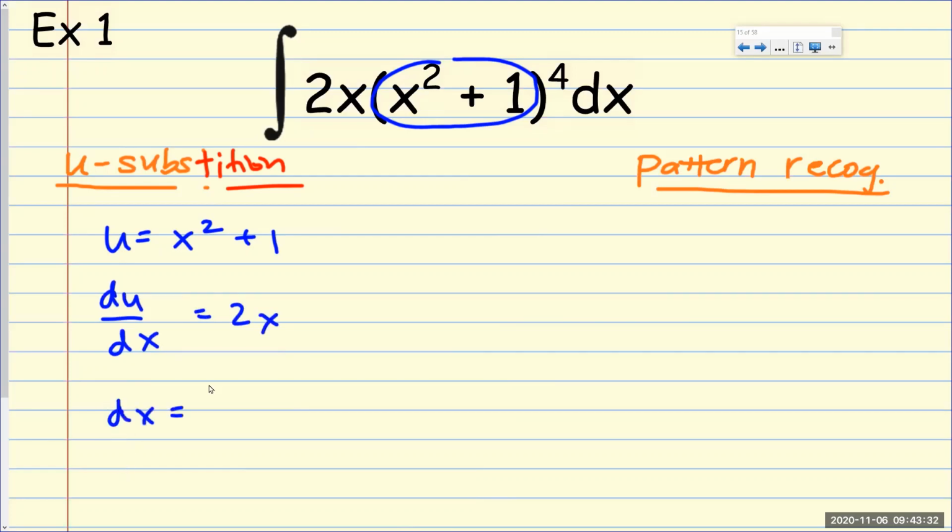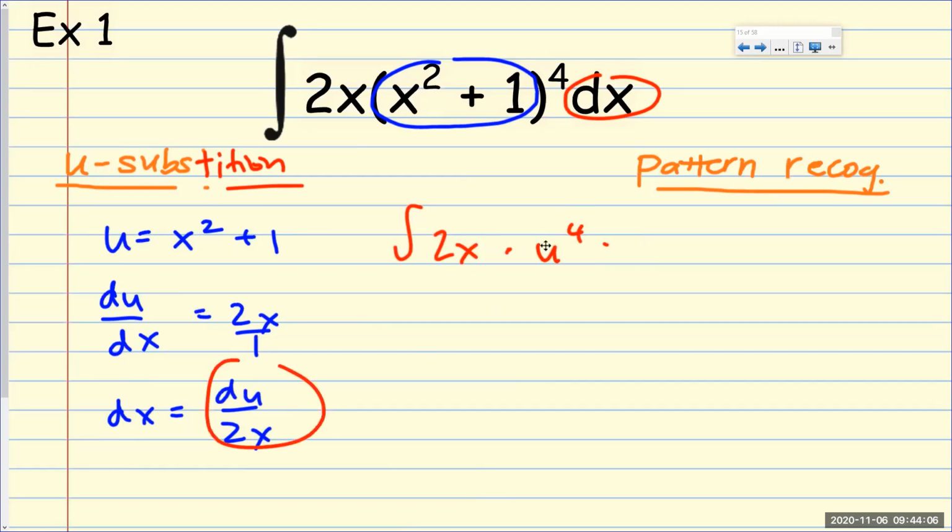So dx is equal to, and this is really a cross-multiplying problem, okay, that I'm going to do fairly quickly. And so dx is equal to du over 2x. Okay, this is called U substitution because you substitute two things. You substitute your u and you substitute your dx. It really should be called the u dx substitution method, not just U substitution, because you substitute your u, but you also substitute your dx. So when I substitute my dx, what I get is 2x times u to the 4 times, this is what my dx is, so times du over 2x.